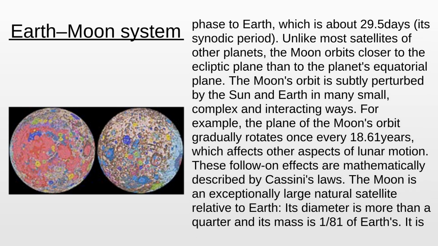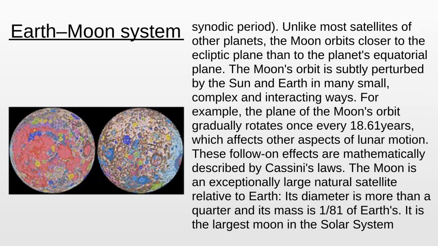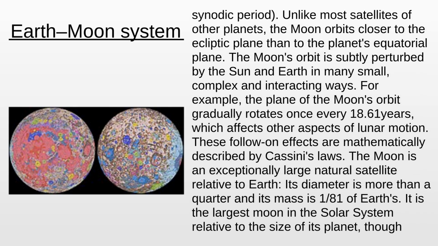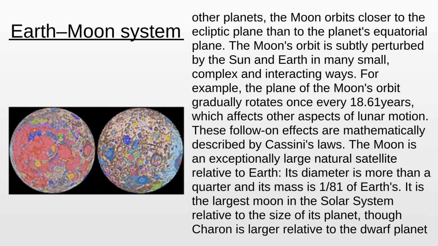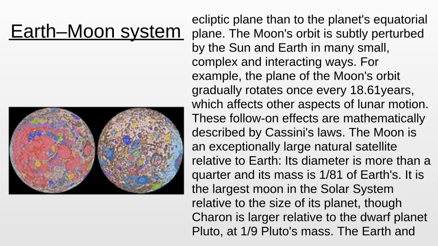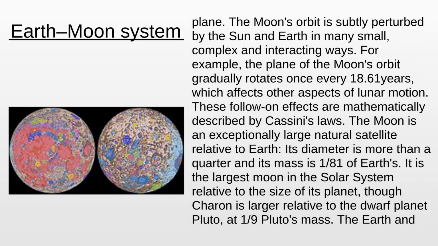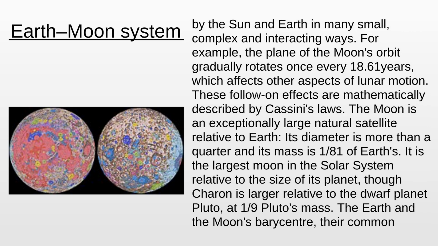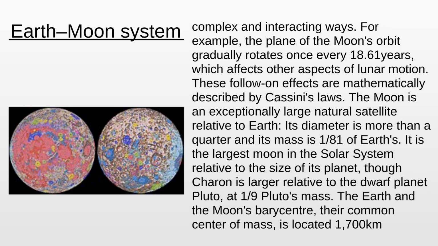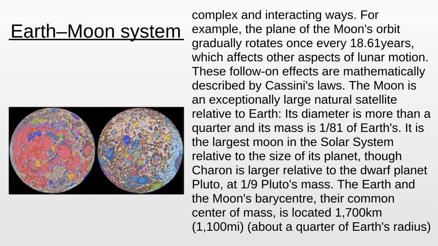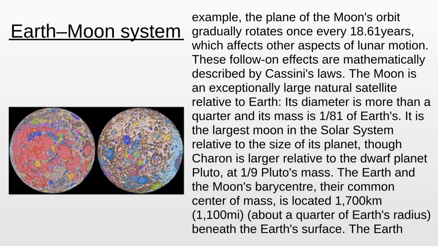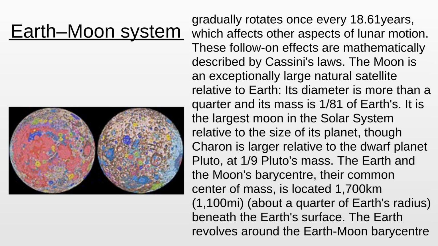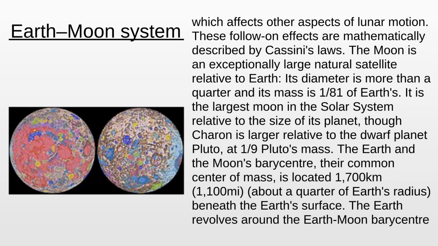Unlike most satellites of other planets, the Moon orbits closer to the ecliptic plane than to the planet's equatorial plane. The Moon's orbit is subtly perturbed by the Sun and Earth in many small, complex and interacting ways. For example, the plane of the Moon's orbit gradually rotates once every 18.61 years, which affects other aspects of lunar motion. These follow-on effects are mathematically described by Cassini's laws.